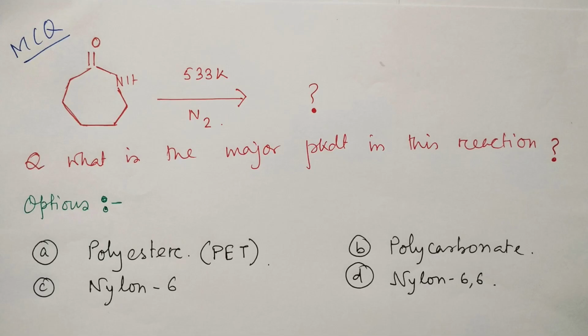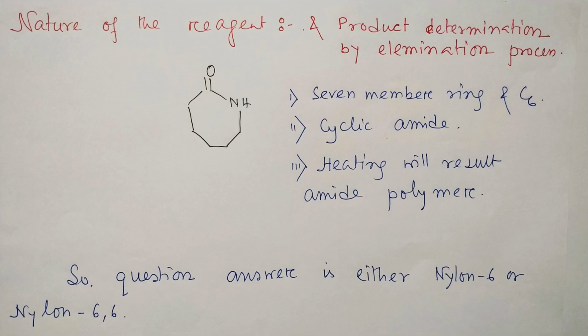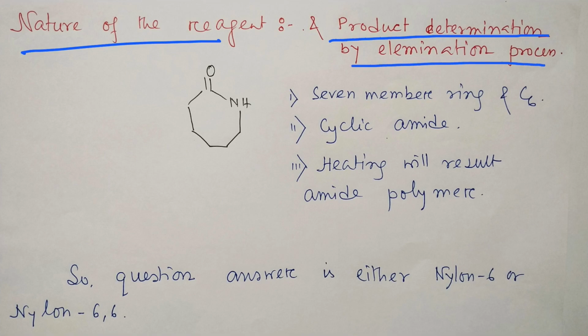So today's topic is a very easy MCQ, I'd say. You have to say what is the product. Four options are provided. One of them is right. I request you please pause the video and try by yourself. So let's discuss. Before going to details, I request you please read the nature of the reagent and the product determination by this elimination process.